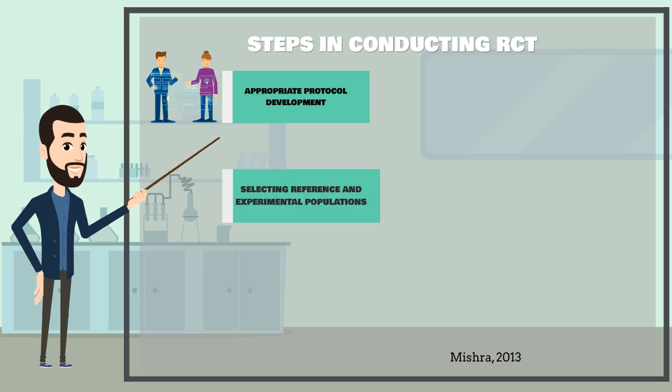Next is selecting the study populations. Participants must give informed consent, meet eligibility criteria, and be available for follow-up, ensuring they truly represent the target population.